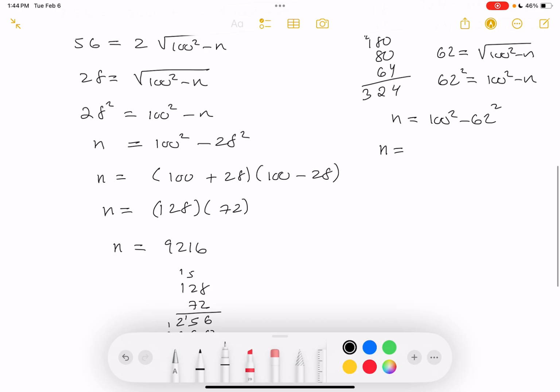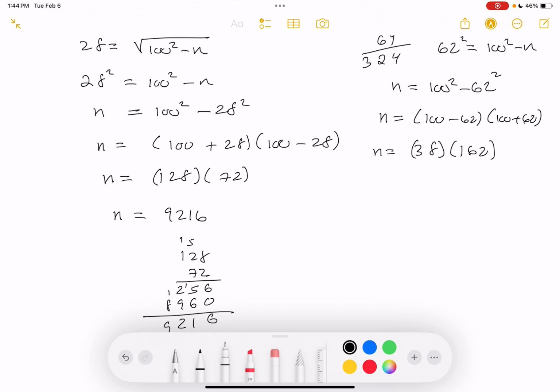I'm going to do the same thing I did before. I'm trying to reduce the amount of arithmetic I'm doing. 100 minus 62 and 100 plus 62. N equals, that's going to be 38, and this is going to be 162. Wow, got more arithmetic to do, don't I? Let's see if we can do that. So 162 times 38. Let's see, 8 times 2 is 16. 8 times 6 is 48, 49. 8, 12, 0. Get my eraser out.